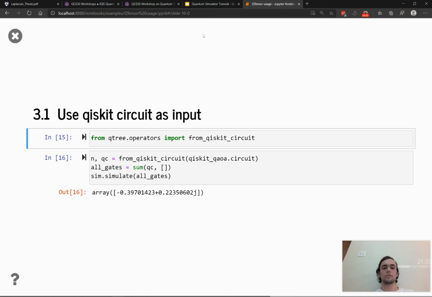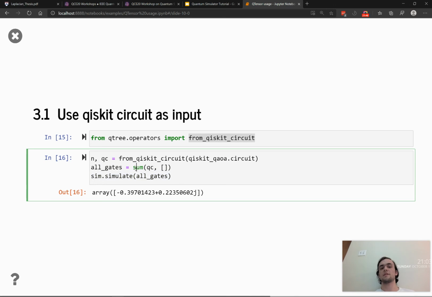And you can use, of course, a Qiskit circuit as input. For that, you will have to import something from Q3, a simple conversion method that allows you to convert the Qiskit circuit to a Q3 circuit, and then there is a small line that converts Q3 to the format that allows you to simulate. In fact, it's just flattening an array.